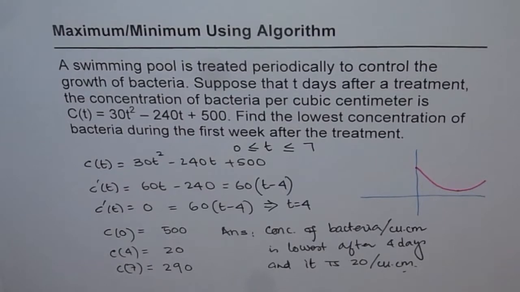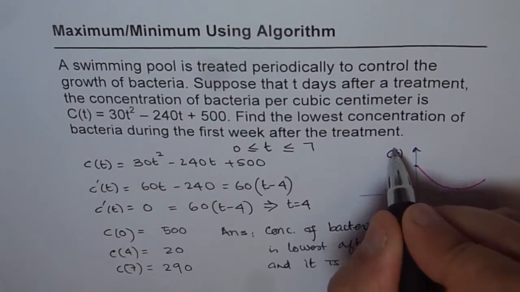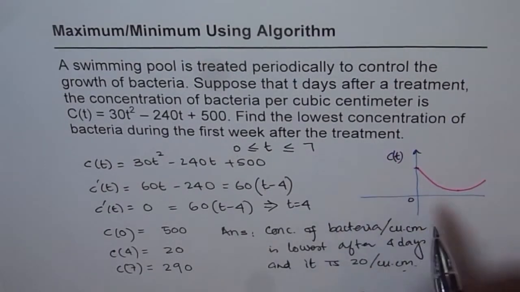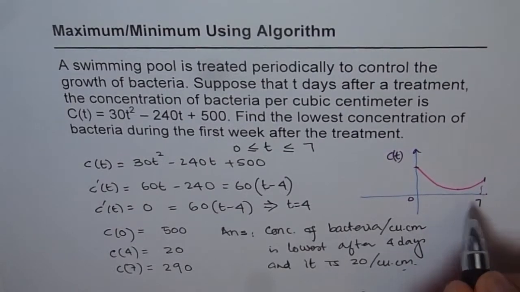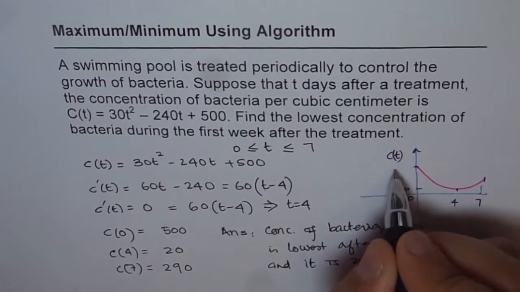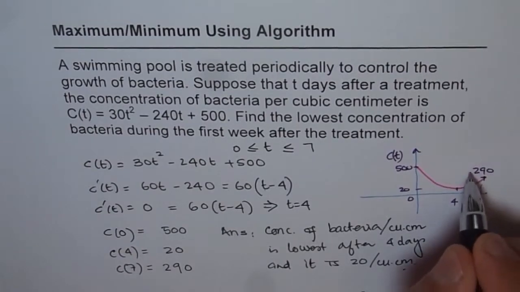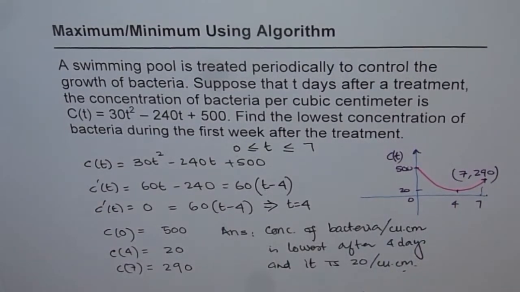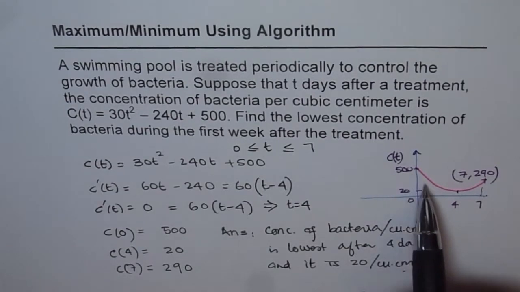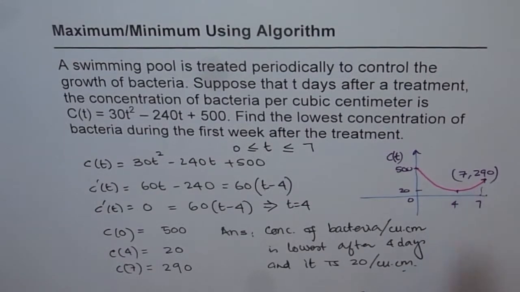Here this is the initial value at 0 of the concentration of bacteria when the swimming pool was treated, right? And this is the value at 7, and here we have the lowest count, which is just 20. This is 500. It's not to scale, and this value is 290 at 7. So that is the kind of graph which we get. The concentration decreases initially, is minimum after 4 days, and then starts increasing. So that is how we can do these kinds of questions using the maximum minimum algorithm, right?